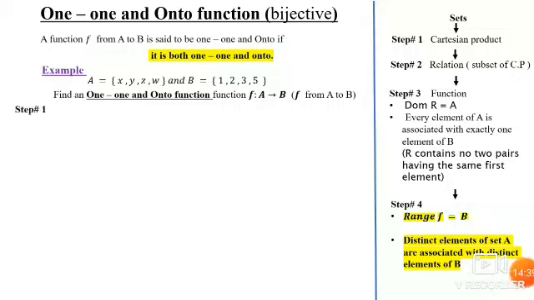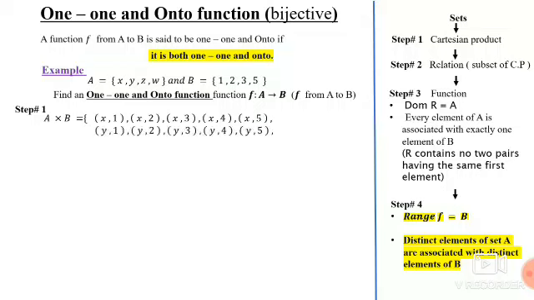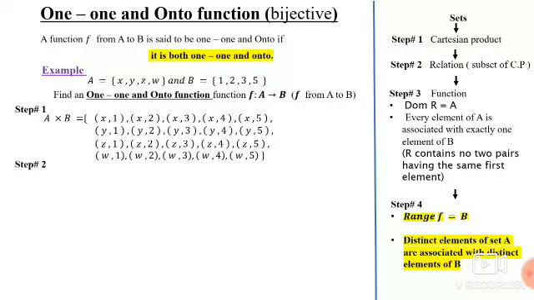Now step number 1, Cartesian product. We have learned how to make Cartesian product. In the same way we will find out the Cartesian product A cross B. Step number 2, take a relation. You may take any relation of your choice. Now check whether it is a function or not.